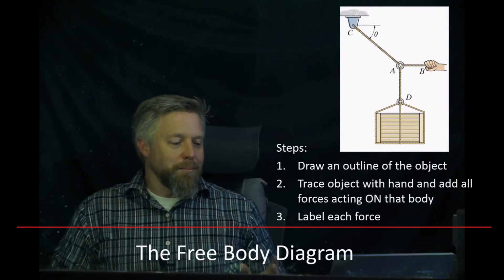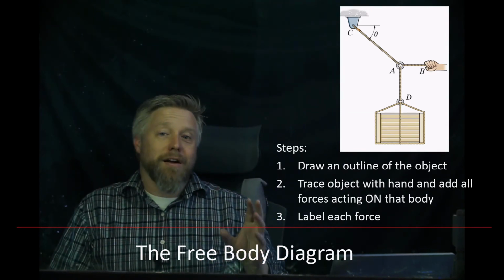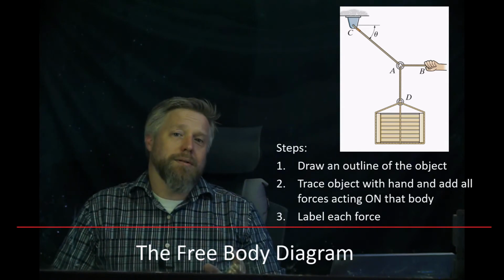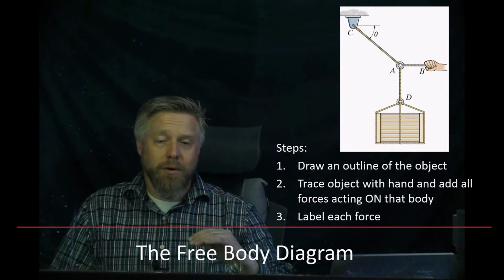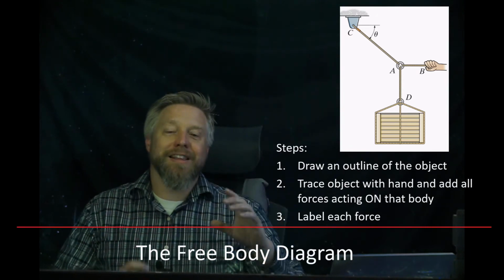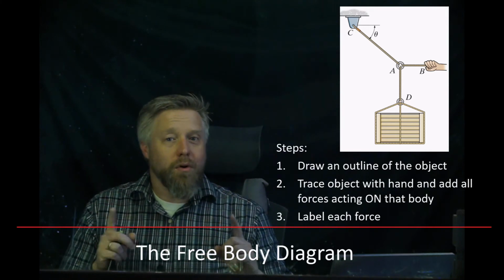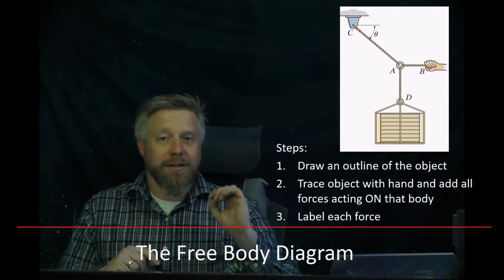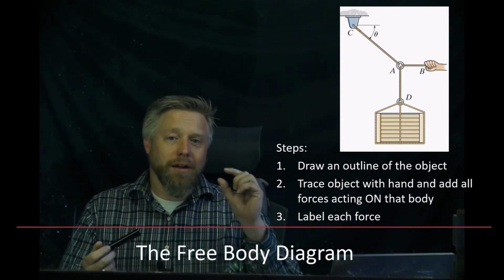I have 3 simple steps here for drawing a free body diagram. First, you draw an outline of your object. This is very important because, as I said, next chapter we're going to start bringing in moments and torques. And you have to have an object and the size of the object in order to calculate those correctly. So no more free body diagrams with just a dot, unless that's where the forces are acting, if they're acting on a little small piece.